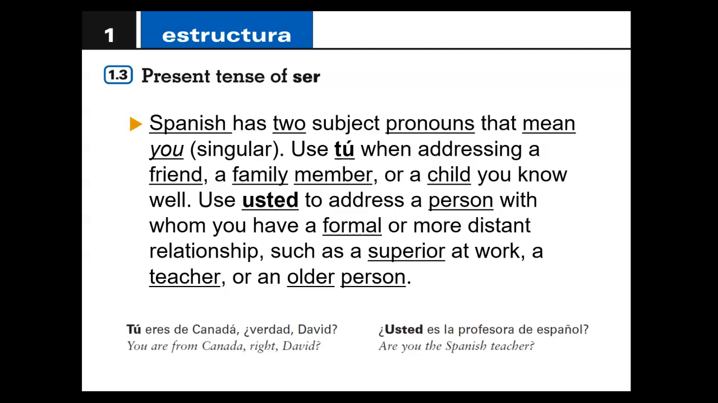The examples they gave you at the bottom here: it says tú eres de Canadá, ¿verdad, David? So you're from Canada, right, David? It's just your friend, somebody that you know, so you're going to address him informally, which would be tú. You will often see that as familiar next to it. Then you have usted es la profesora de español. So the question is, are you the Spanish teacher? We're going to use usted because that's a little bit more formal.